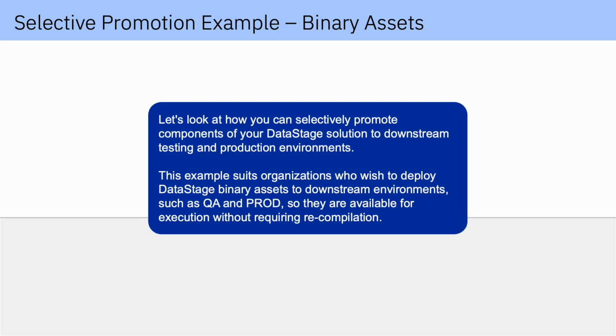Let's look at how you can selectively promote components of your DataStage solution to downstream testing and production environments. This example suits organizations who wish to deploy DataStage binary assets to downstream environments, such as QA and prod, so they are available for execution without requiring recompilation.